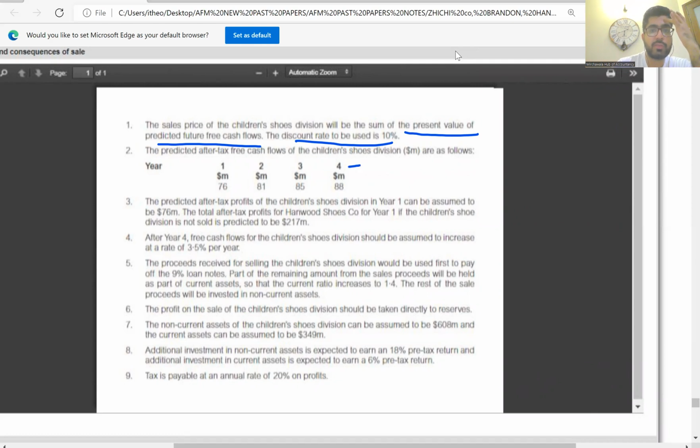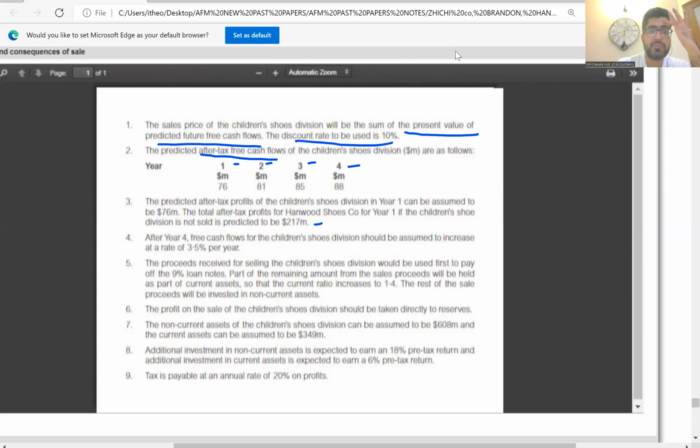In year 1, year 2, year 3, year 4, the predicted after-tax free cash flows are given. The predicted after-tax profits of the children's shoes division in year 1 can be assumed to be 76. Total after-tax profits for Hanwood Shoes for year 1, if the children's shoes division is not sold, is predicted to be 217. So after-tax profits of the children's shoes division in year 1 is 76 million, and total after-tax profits of Hanwood Shoes, obviously adult and children both, if the children's division is not sold, will be 217. So out of this total 217, 76 million is from children, and the remaining is from adults.